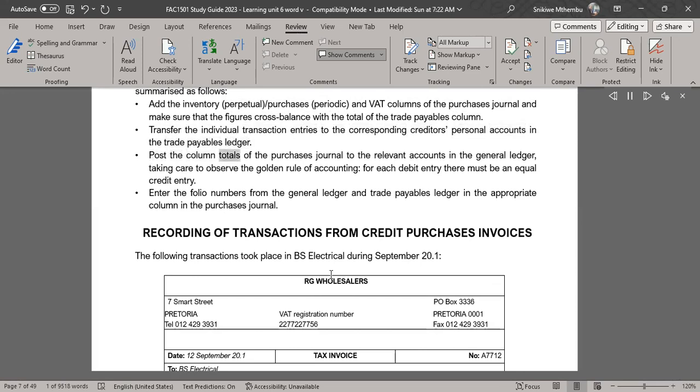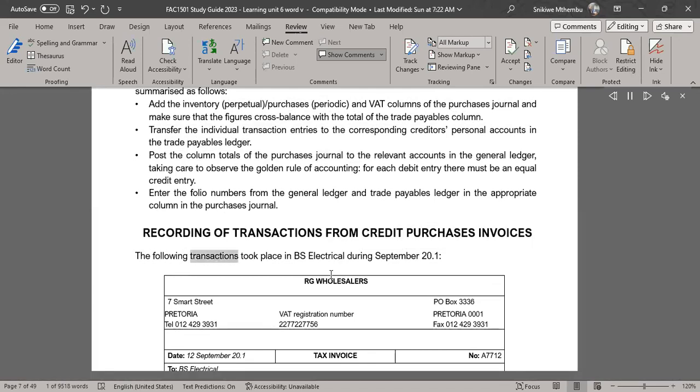Post the column totals of the purchases journal to the relevant accounts in the general ledger, taking care to observe the golden rule of accounting. For each debit entry, there must be an equal credit entry. Enter the folio numbers from the General Ledger and Trade Payables Ledger in the appropriate column in the Purchases Journal. For recording of transactions from credit purchases invoices.